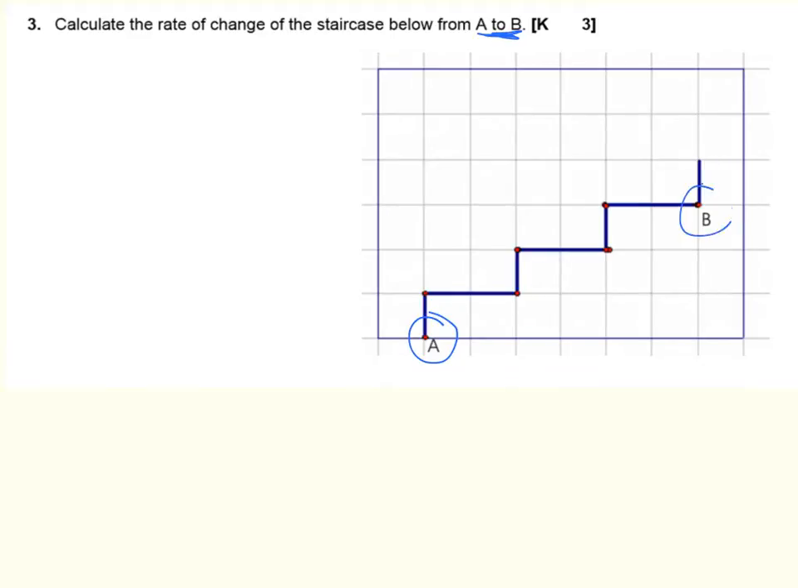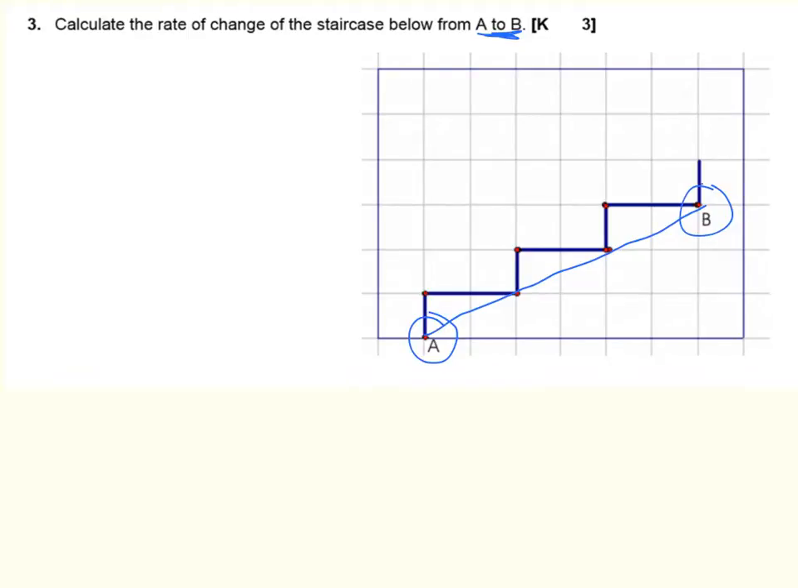Point B is here. Okay? So what do I do? I draw a line from A to B. You should have a ruler. Your line should be much straighter than my own. Once I've drawn that line, then I'm doing the simple thing we've learned on how to calculate rate of change.